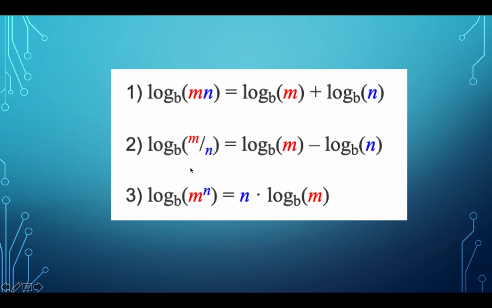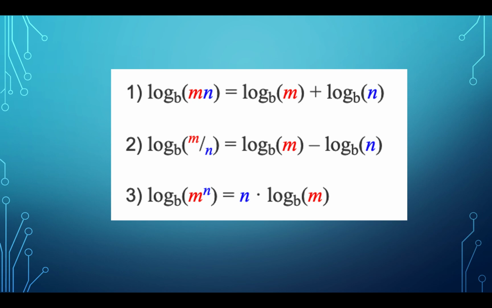So the first rule, log base b of m times n. Well, when we multiply, to expand it, we have to use addition. So it's going to be log base b of m plus log base b of n. And the second one, whenever we have division or whenever we have a fraction, to expand it, it's going to be subtraction. So if we have log base b of m over n, when we expand it, it's going to be log base b of m minus log base b of n.